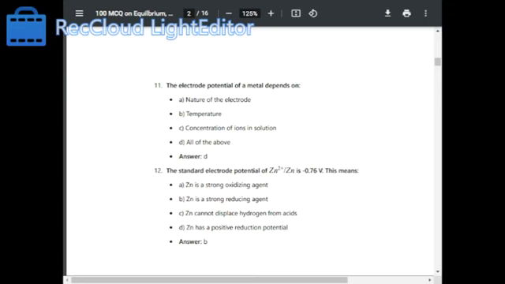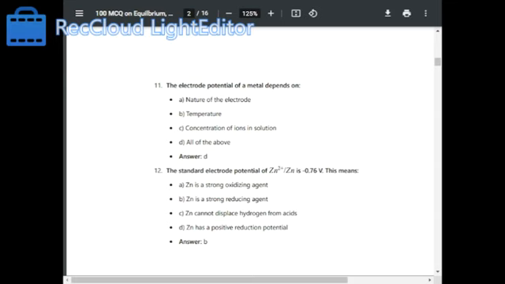Question number 11. The electrode potential of a metal depends on option A nature of electrode, option B temperature, option C concentration of ion in the solution, option D all the above. Because all are correct. The electrode potential of a metal depends upon nature of electrode, yes correct, temperature, yes correct, concentration of ion in the solution, yes correct. Hence all are correct. It means D is the option.